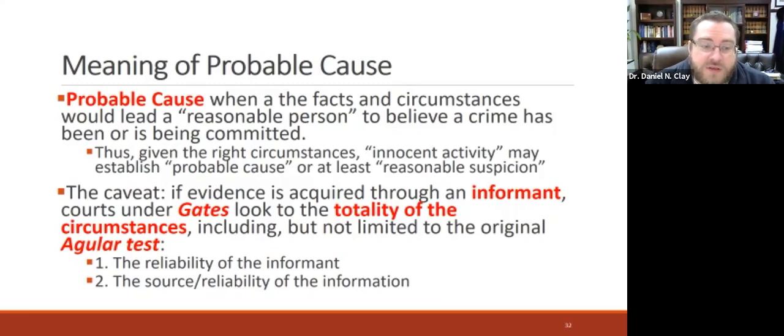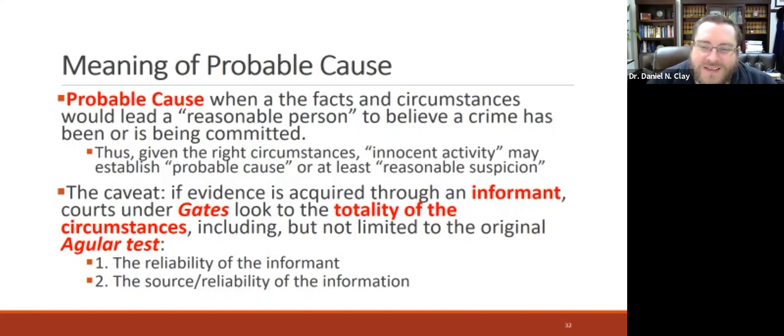We used to just look at the Aguilar-Spinelli test. Basically we asked, how reliable is the informant? Have they given us evidence before and it's been true? And what is the source and the reliability of the information? Where did this information come from? Did the informant see this, or did the informant just hear about it? Today, under Gates, we look at the totality of the circumstances. We don't just look at these two factors. We look at everything in the universe that we know. And we say, based upon that, because the informant's information is evidence.